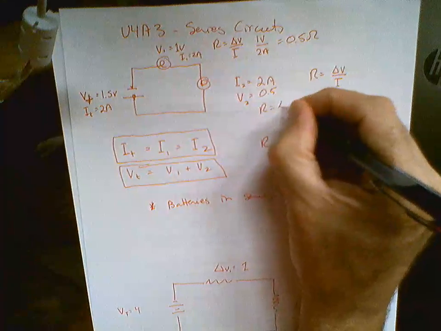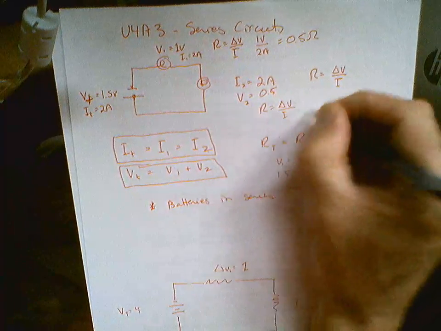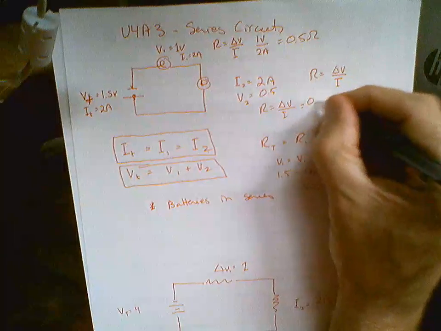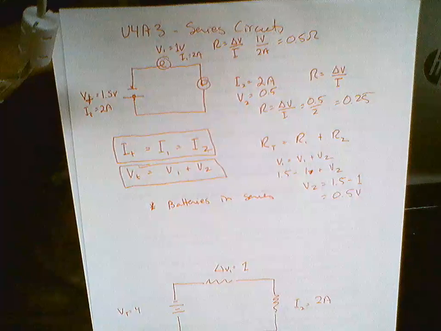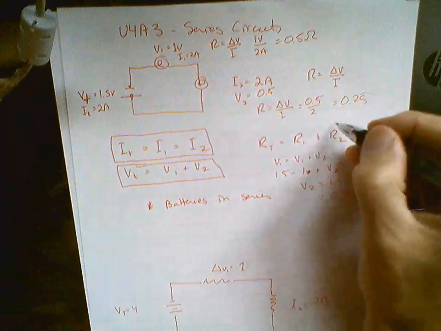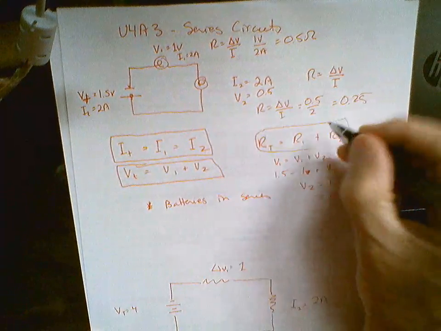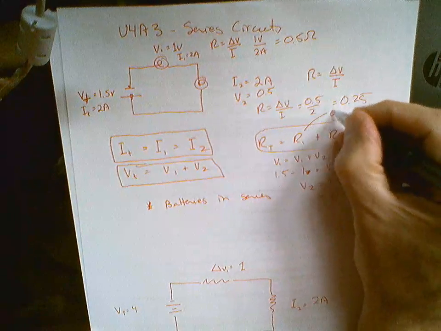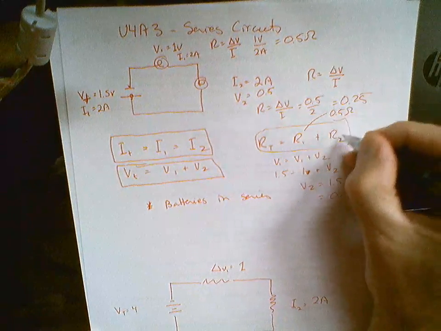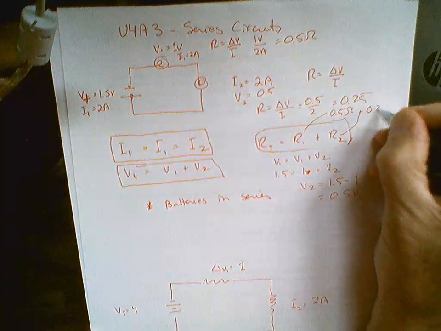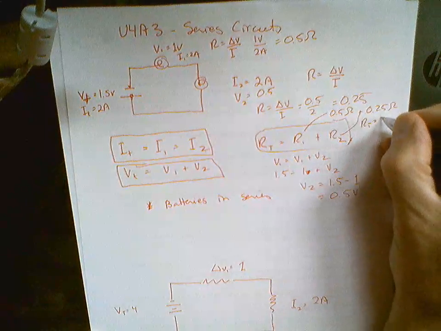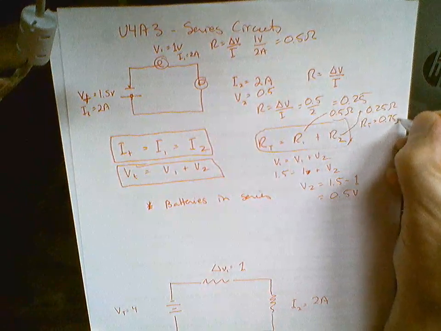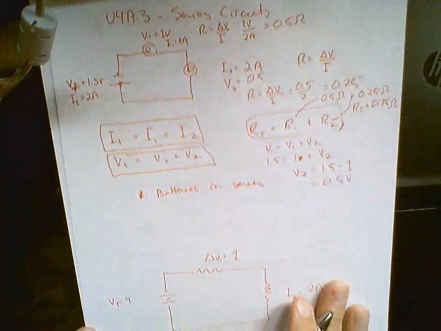At number 2, we have 0.5 divided by 2, which is equal to 0.25. So our total resistance is going to be that 0.5 ohms plus the 0.25 ohms. Our resistance total is equal to 0.75 ohms.